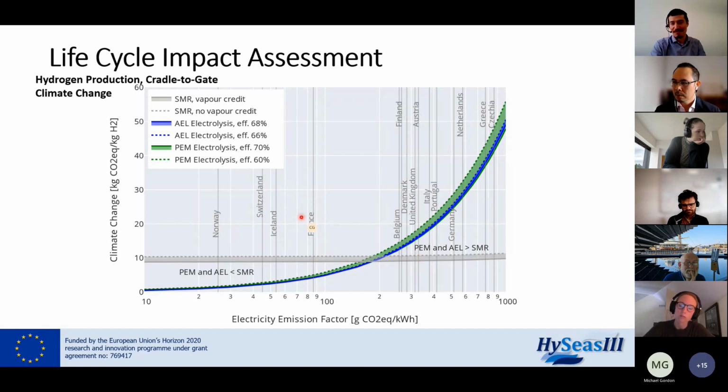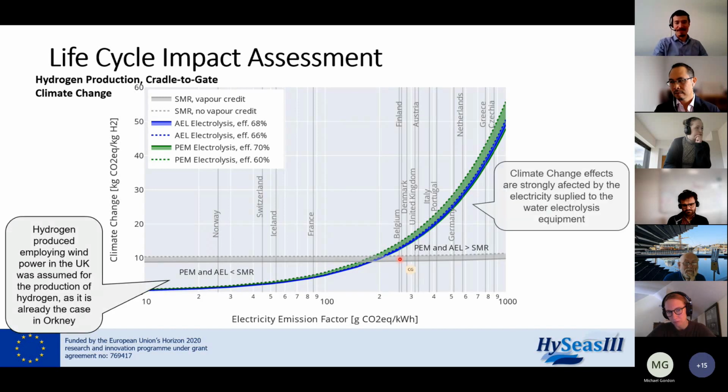Well, some countries also have an important nuclear capacity. I'm not getting into the debates here, but the message is that if we go to the right, there is a point where we actually produce more emissions than using steam methane reforming to produce hydrogen. So that's what this plot is mainly showing.